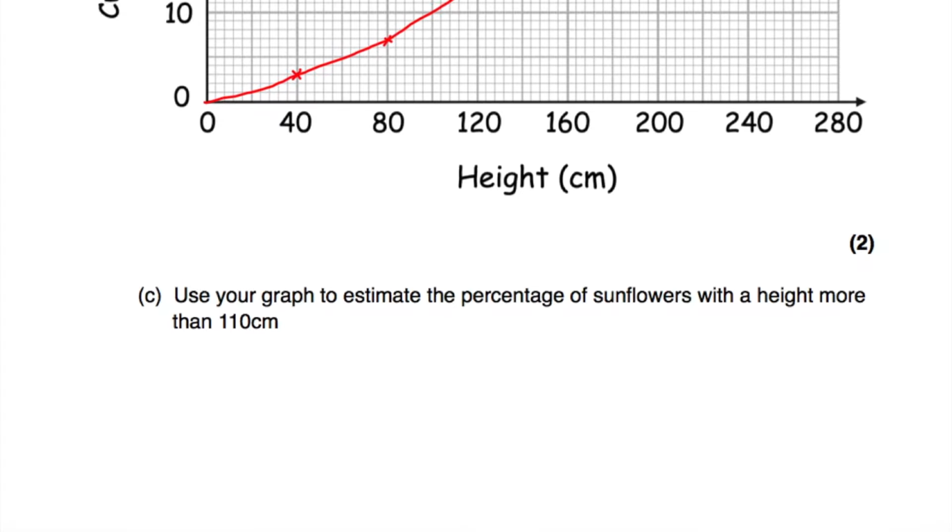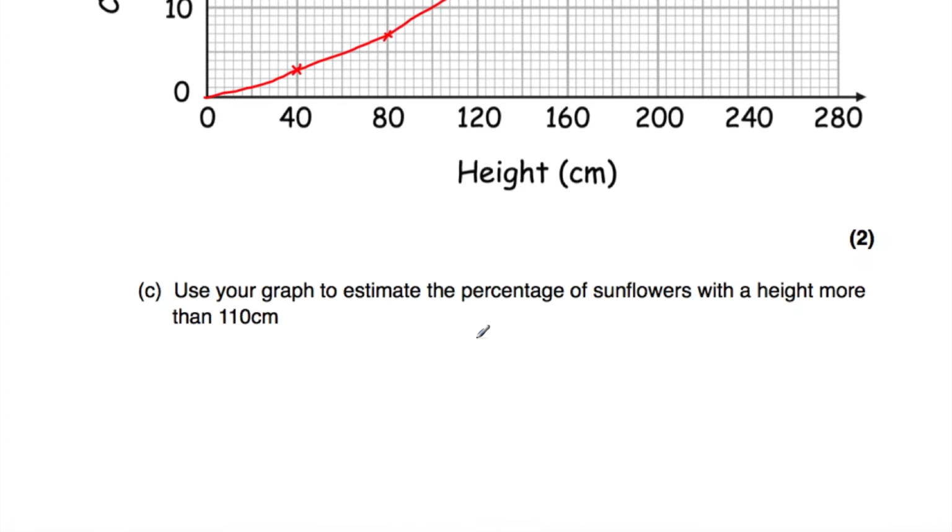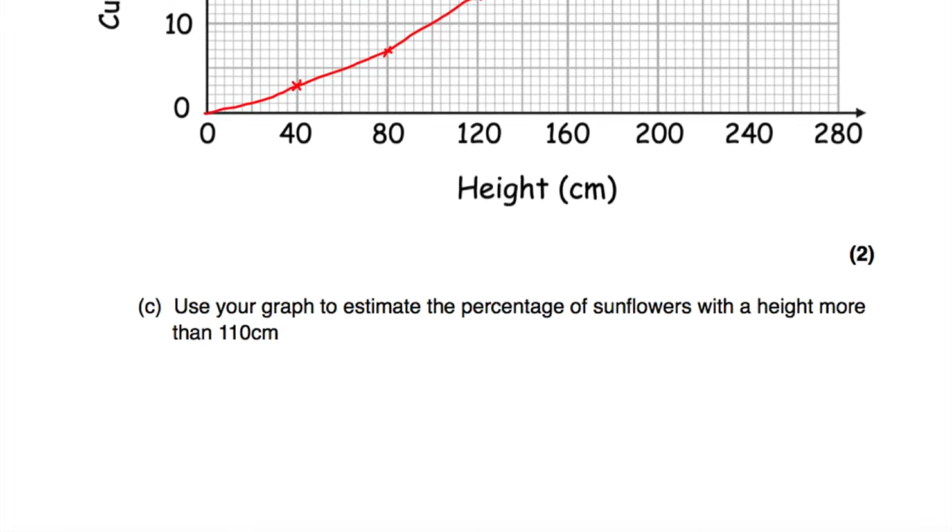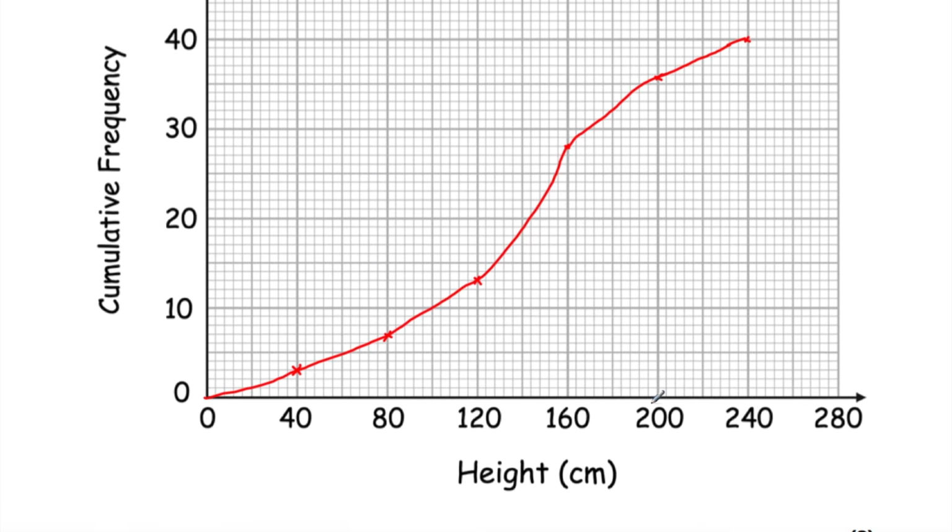And then if we go on down, we've been asked to use the graph to estimate the percentage of sunflowers with a height more than 110 centimetres. So to start off with, I'm going to estimate how many sunflowers have a height more than 110 centimetres. So let's go to this graph and let's find where 110 would be on the horizontal axis. So here's 80, there's 120, and each little box here is worth 4. So then in the middle here would be 100, that's halfway between 80 and 120.